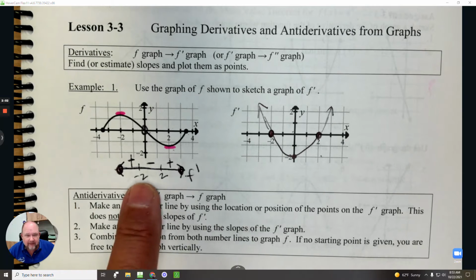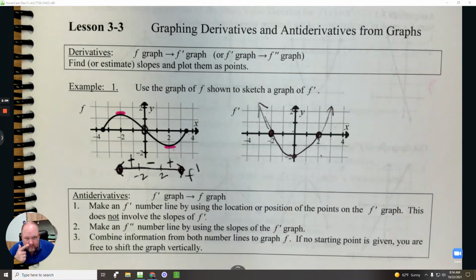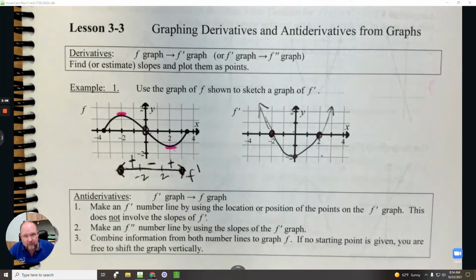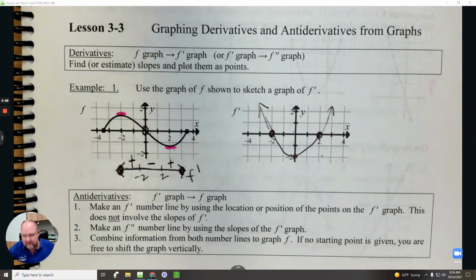So it's important to make number lines and really talk your way through the graph so we understand what we're looking at and what we're doing. Let's practice it again. Turn the page.